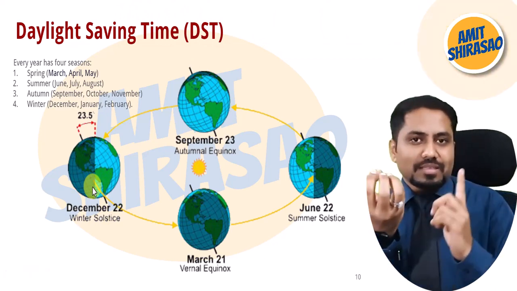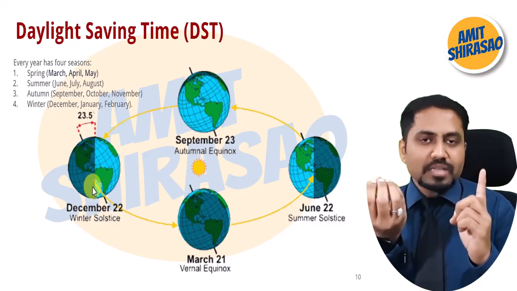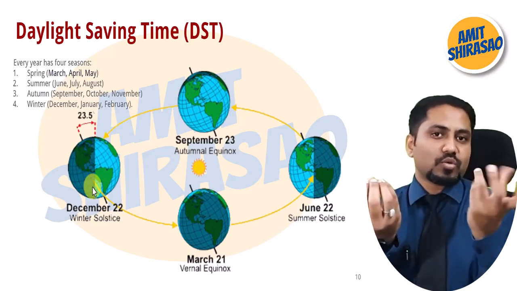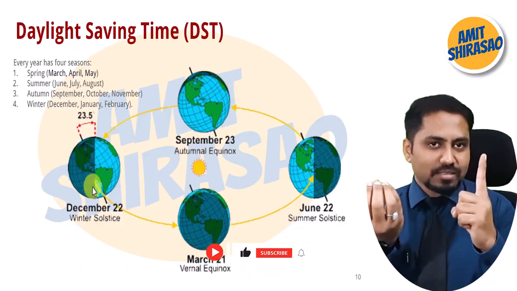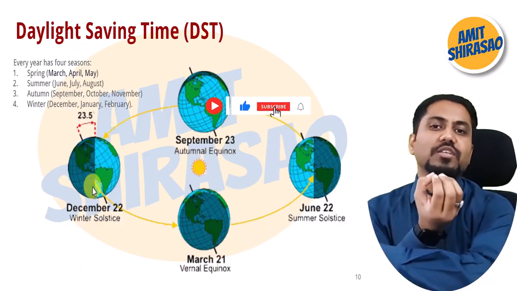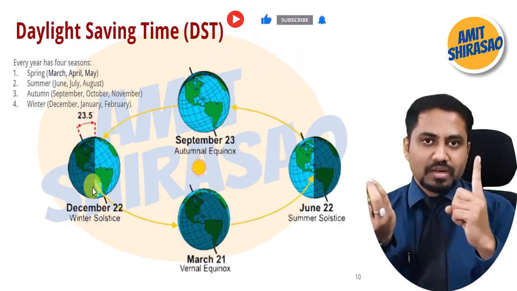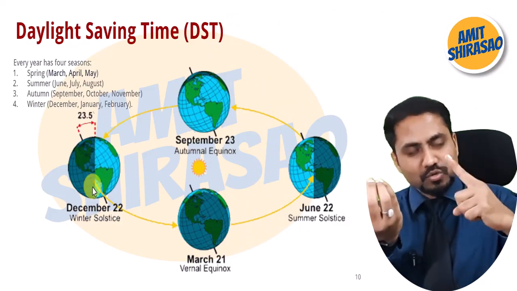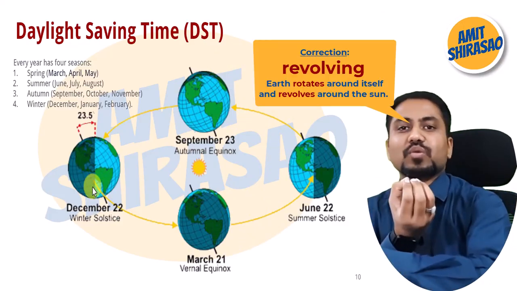So this is the sun, this is the earth. Earth is rotating like this, so that axis is this. Earth is not revolving like this. Earth is rotating like this, so the axis is like this, and then it is rotating.